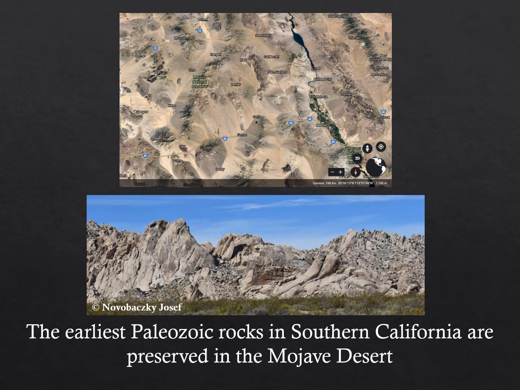The earliest Paleozoic rocks in Southern California are preserved in the Mojave Desert. They date back to about 600 million years maximum in some areas. So these images are taken from Google Earth, and here are some sections of the Mojave Desert. So the Mojave actually contains evidence of some of the oldest rocks here in California.